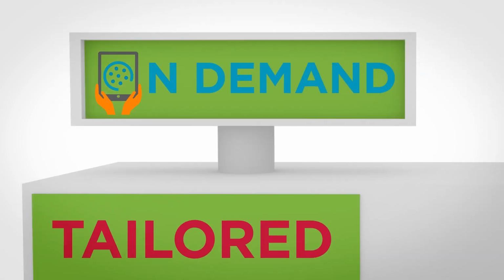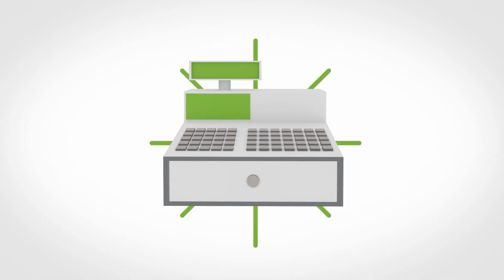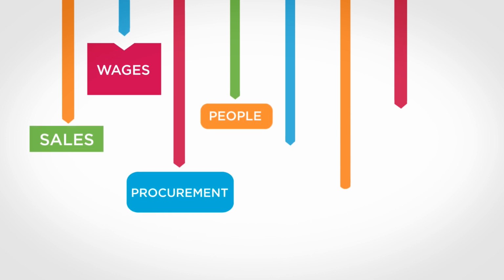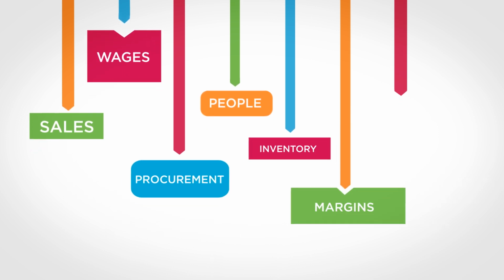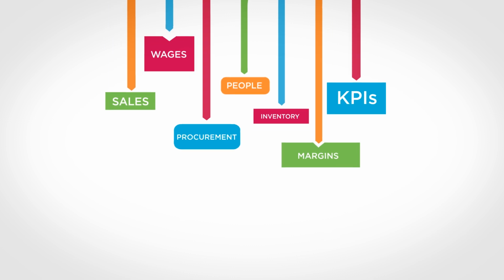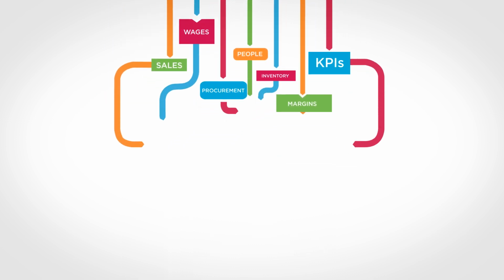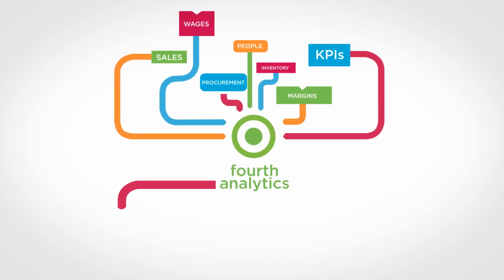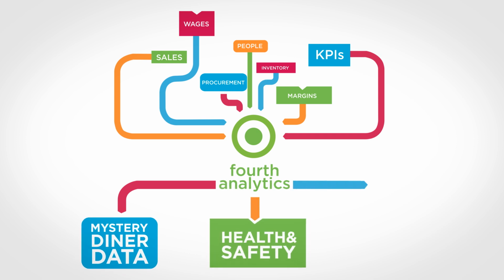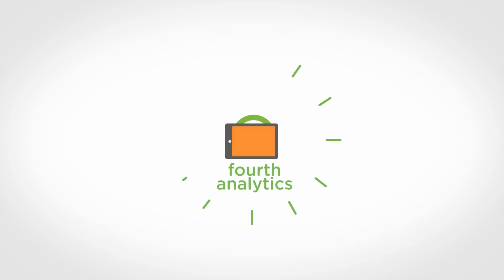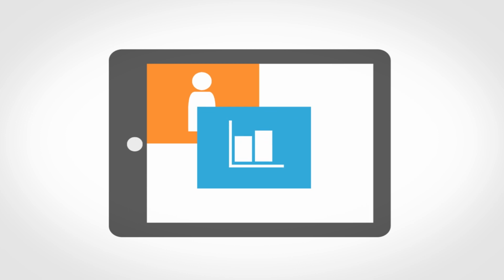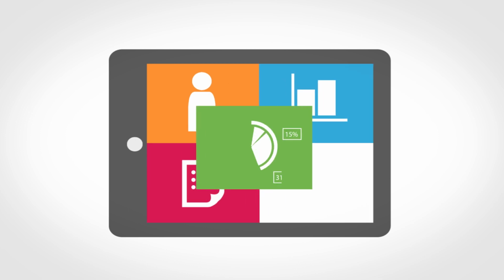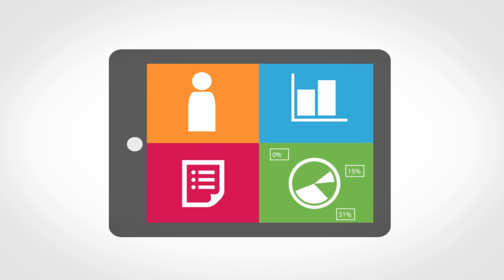On-demand, tailored graphical dashboards which link point-of-sale data with sales, wages, people, procurement, inventory, margins and business KPIs. And Forth Analytics doesn't just link to point-of-sale data. It also links to mystery diner data, health and safety, and finance. And the employee balance scorecard data benchmarks and profiles employee profitability against your investment in them.